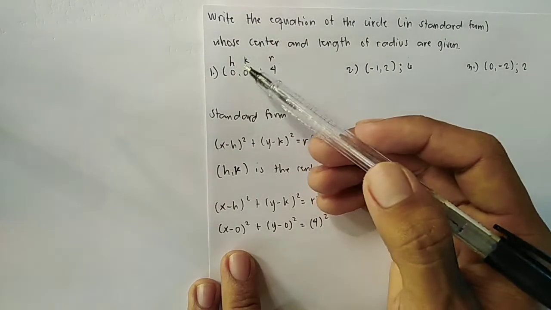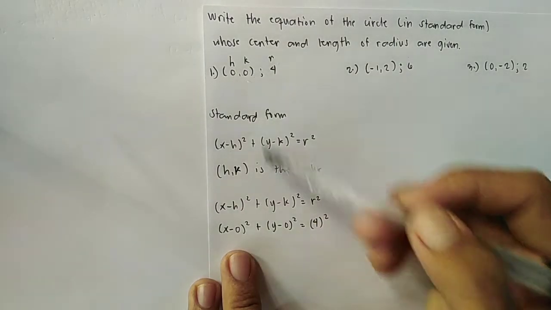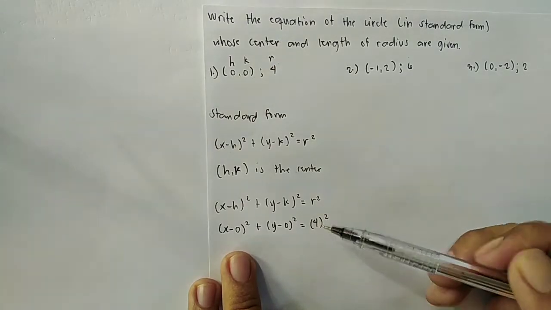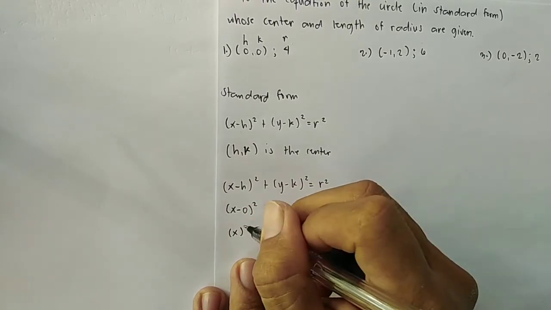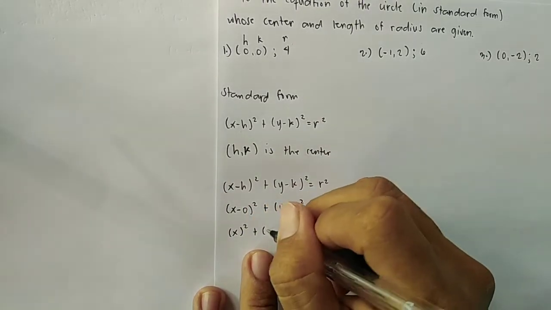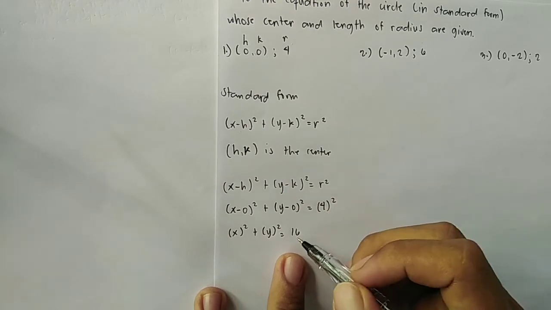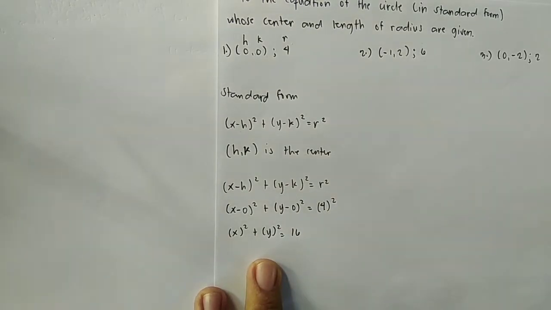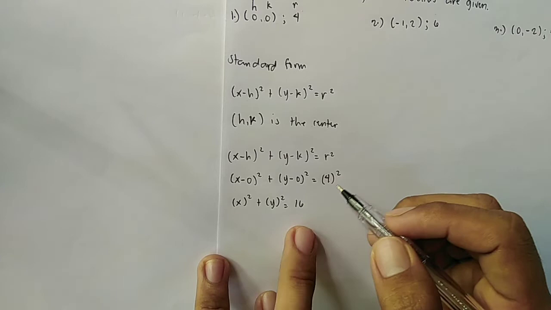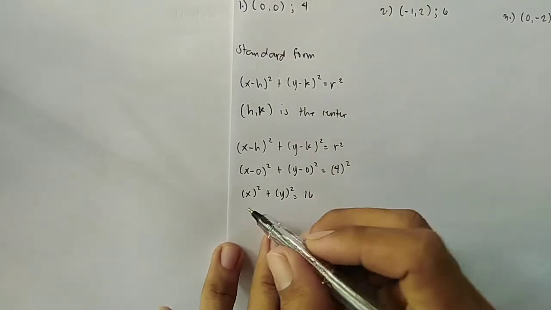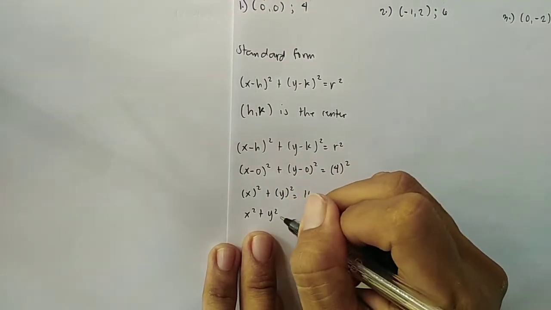Since our (h, k) is the center of the circle, we can consider that 0 is our h and our k is also 0, and our radius is 4. So simplify this one. We have x minus 0, that is x, squared, plus y minus 0, that is y, squared, equals 4 squared, or 4 times 4, that is 16. So we have here x^2 + y^2 = 16.